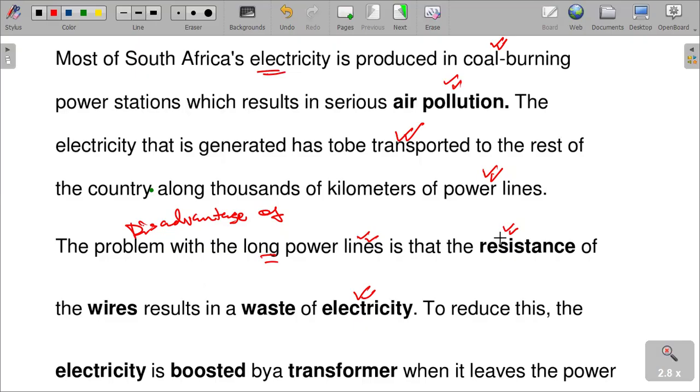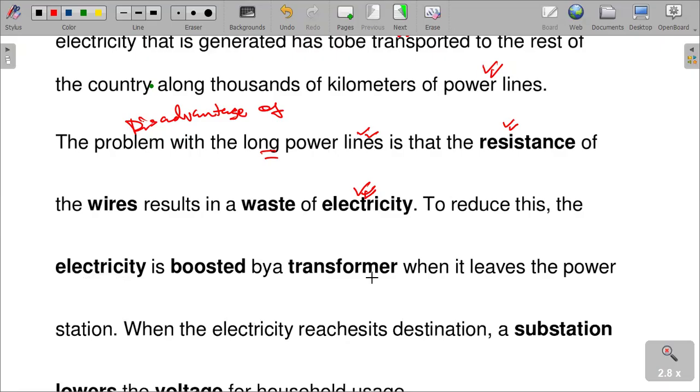In order to make sure that the electricity can be shared across the country, long power lines are used. However, they have a problem of high resistance, which can result in waste of electricity. When electricity is transported over long distances, the power lines have a high resistance, which results in wastage of electricity.